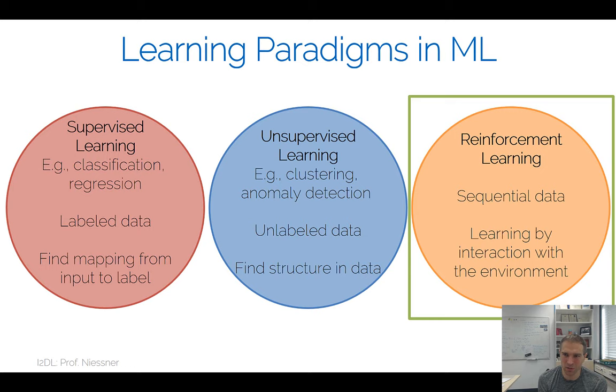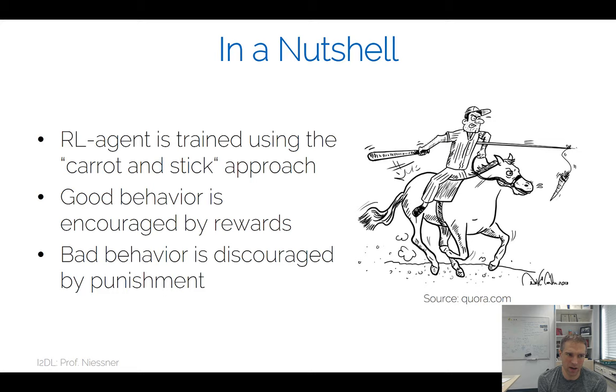Okay, so in a nutshell, we have an agent here. This is our reinforcement learning agent. And spoiler alert, the agent will become a neural network. The agent is trained using a kind of carrot and stick approach, right? So we encourage when we do something right. Good behavior is encouraged and bad behavior is discouraged by punishment. And punishment means, in terms of a loss, right?